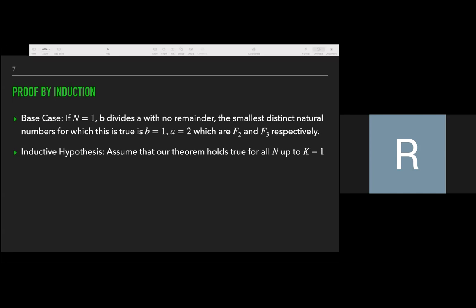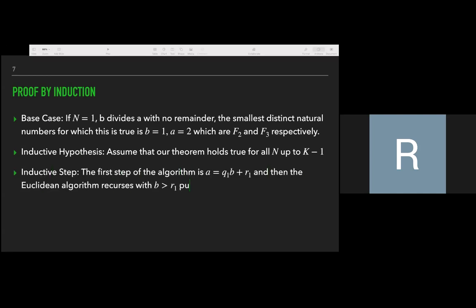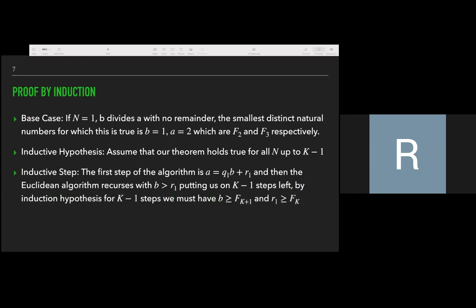And if we assume that this holds for all n up to k minus 1, then by the first step of the Euclidean algorithm, we break up a into q1 times b plus remainder r1. And once we recurse, we know that there are only k minus 1 steps left. So we must have that b is bigger than or equal to F of k plus 1, and r1 is bigger than or equal to F of k by the inductive hypothesis. And then substituting in, we get the desired inequality below, as you can see. So it's a pretty simple proof. It was published, I think, in 1844 by Gabriel Lamé, and it marks the start of computational complexity theory, which is a branch of computer science.